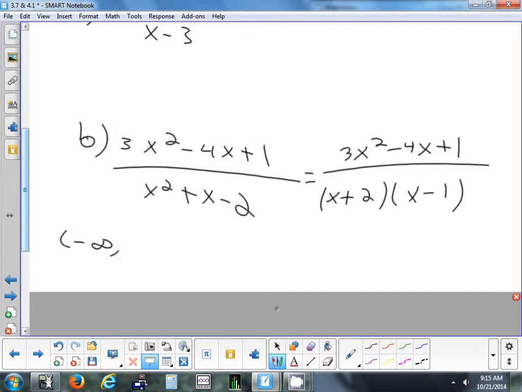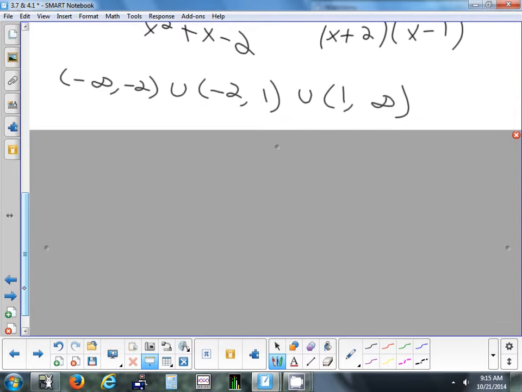So you can go from negative infinity to negative 2. You can go from negative 2 to positive 1. And then you can go from positive 1 to infinity. Okay, so using parentheses, I've left out negative 2 and positive 1. Generally, the book prefers this interval notation. All right.